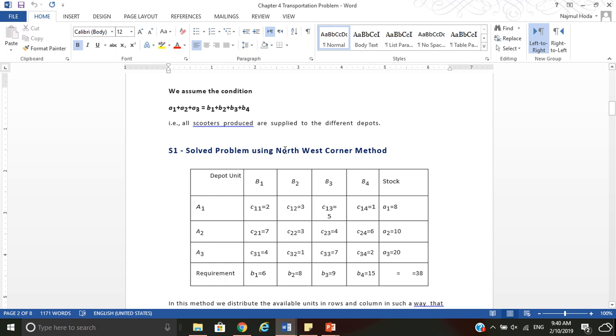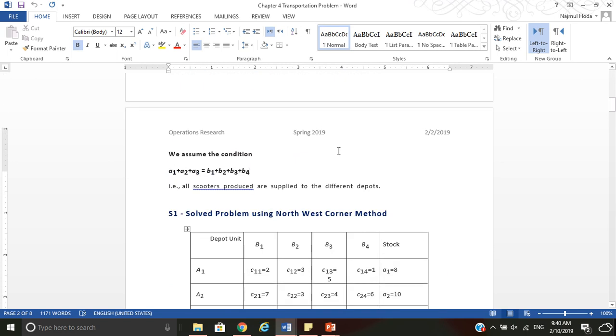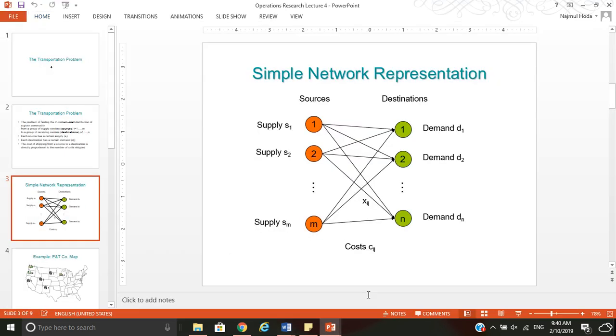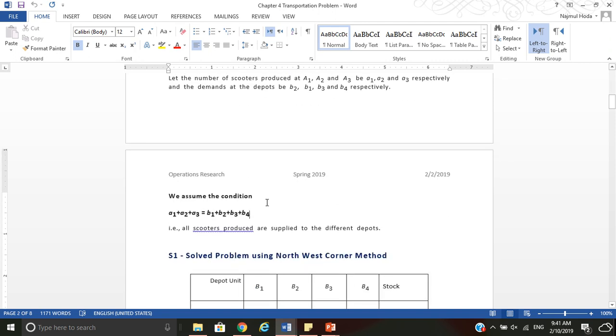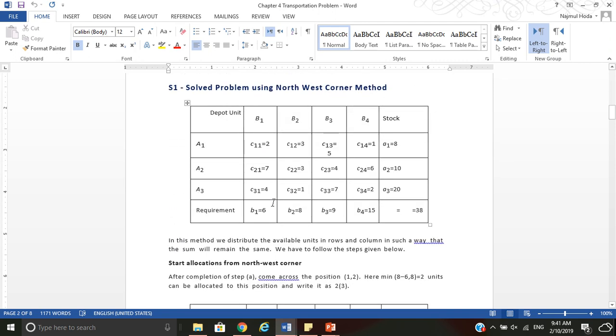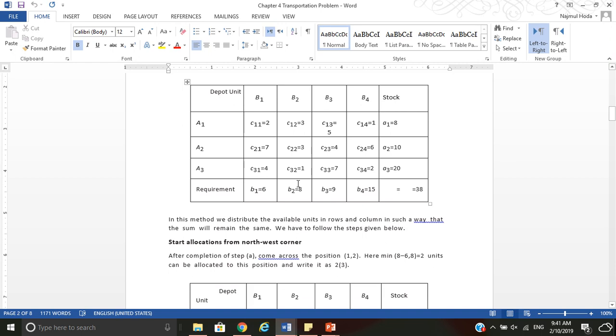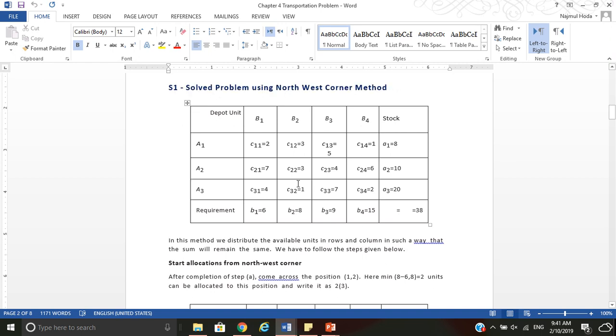And when we understand this problem, we can start solving it. There are four methods of solving the transportation problem: modified distribution, northwest corner method, Vogel's approximation method, and the least cost method. We are going to learn how to use the northwest corner method and the least cost method. So let's start learning the use of the northwest corner method to solve the transportation problem and to find the minimum cost of transportation from the factories or production units to the destinations, the markets or the warehouses. So let's understand problem number 1, S1, in the notes which are there on eLearn.